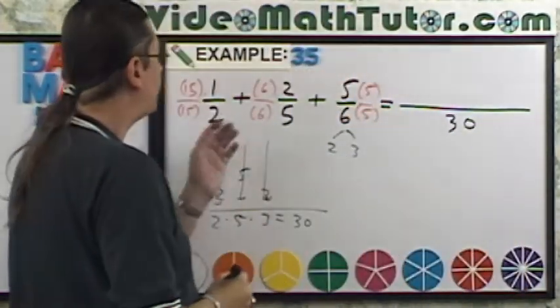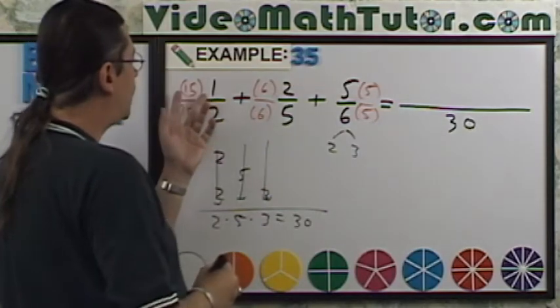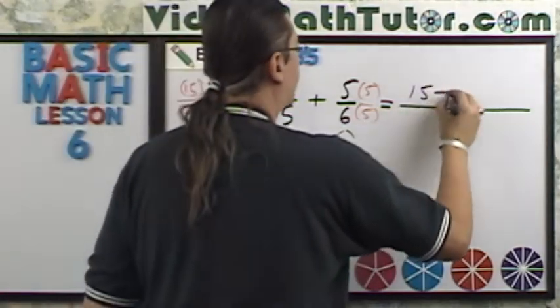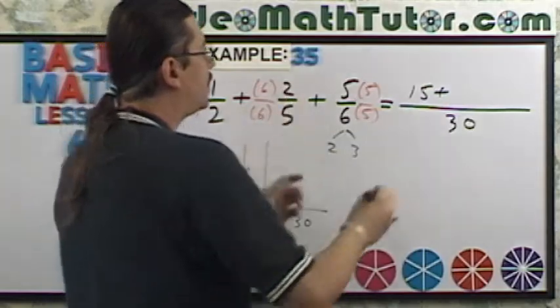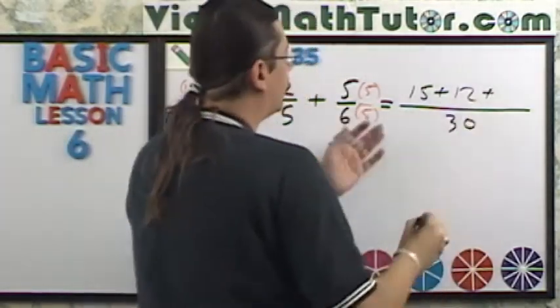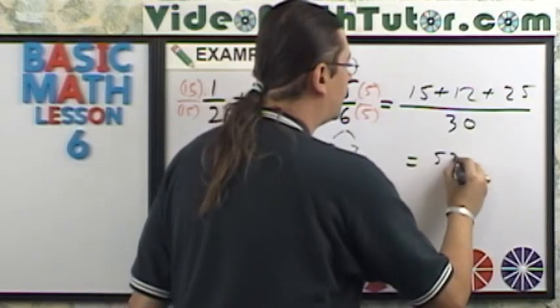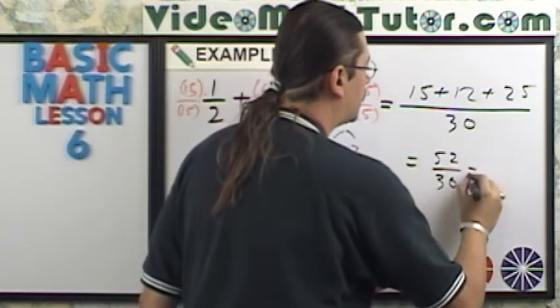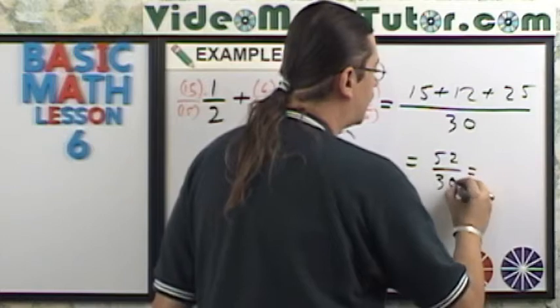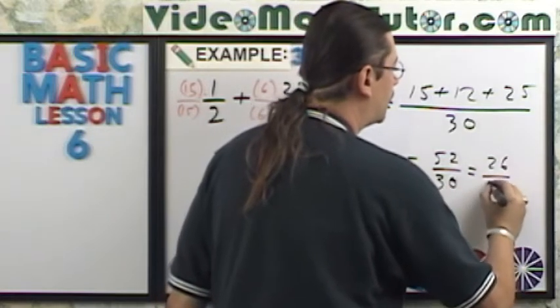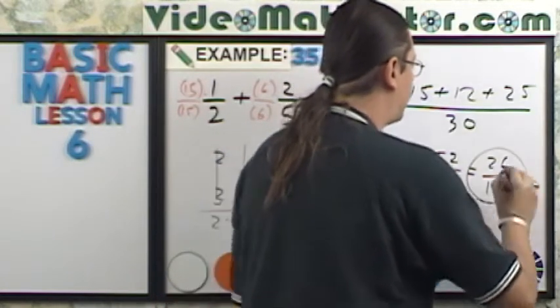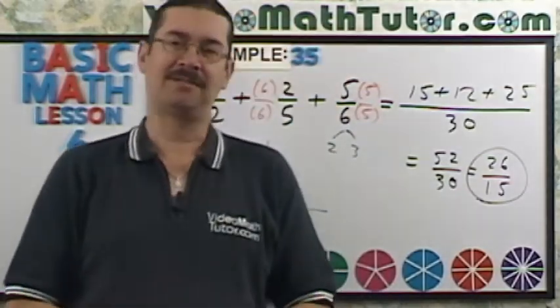Now let's create our new numerators. Here's going to be 15. And then 6 times 2 is 12. And then 5 times 5 is 25. If you add those up, you're going to get 52 30ths, which can be reduced. Just cut everything in half, and you're going to get 26 15ths. And we're done.